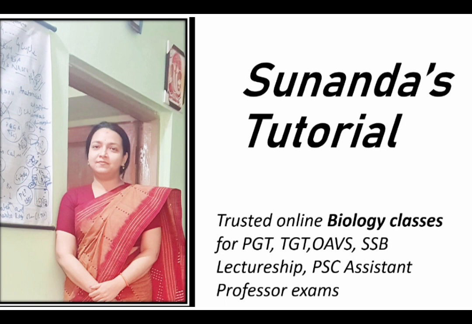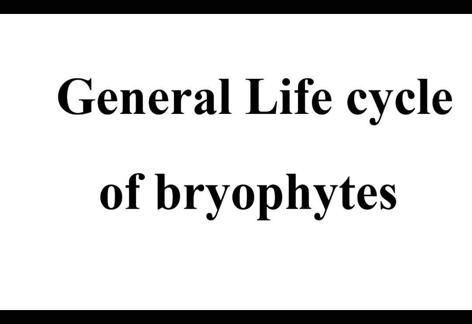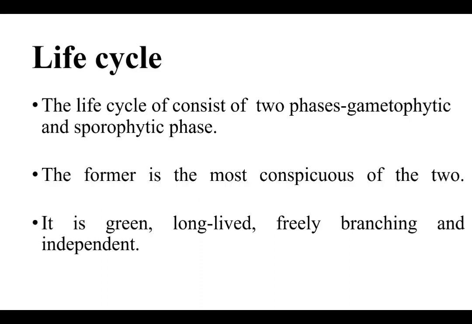Today we will discuss the general life cycle of Bryophyte, the alternation of generation in the life cycle. In my previous video, I have already discussed the general characteristic features of this Bryophyte plant. So let us discuss. The life cycle of bryophytes consists of two phases. One is the gametophytic phase, one is the sporophytic phase.